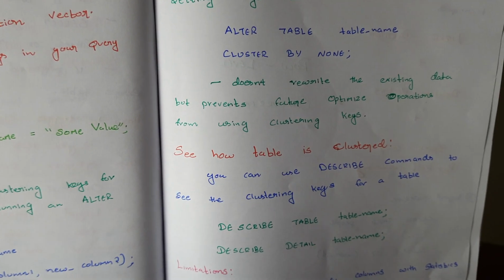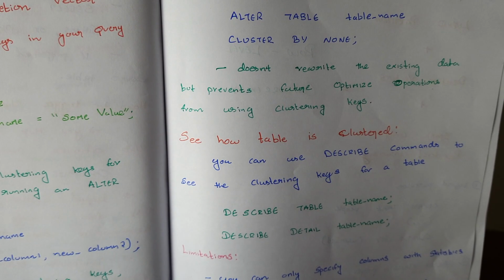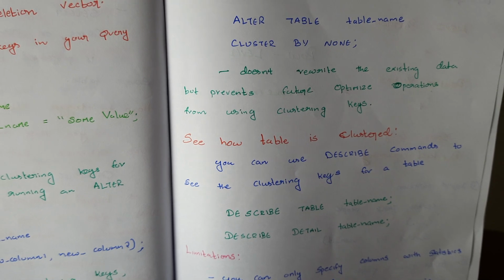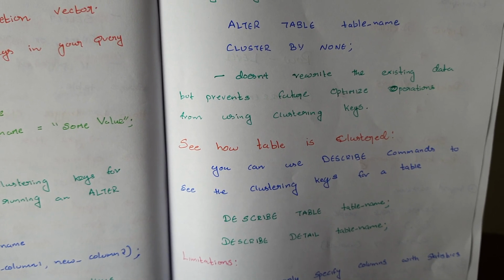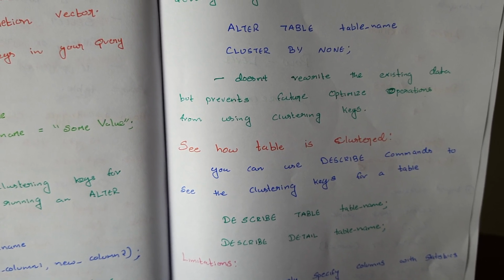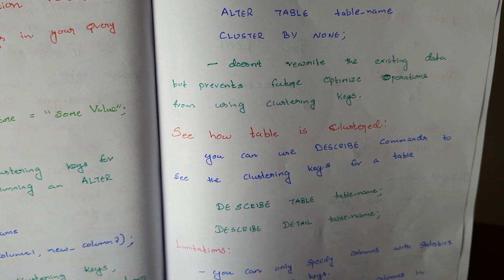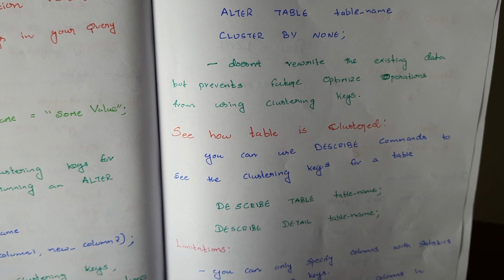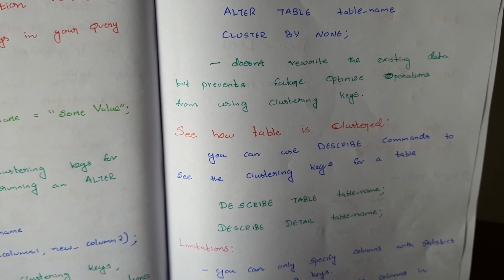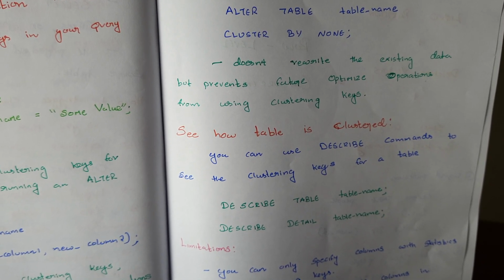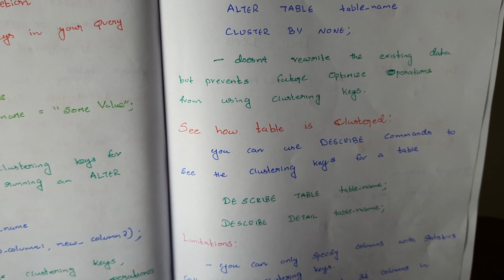Now see how a table is clustered. Let's say you have one table and you want to see whether it is a clustered table or not, and by which column it has been clustered. You can use the following two commands: describe table name and describe detail table name to get more information about whether the table is clustered and by which columns.